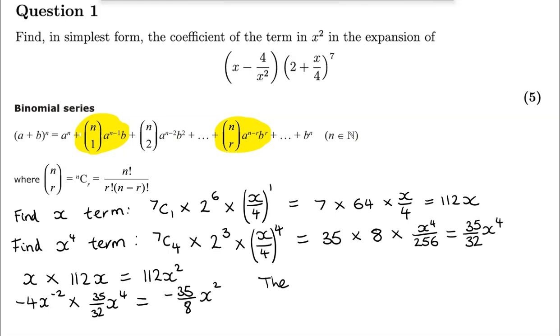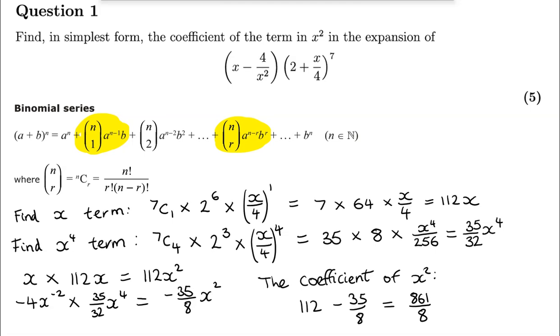So if we were to expand the whole thing out, we get all these terms, but the only ones I'm really interested in are the x squared terms. So I get 112x squared, and I get minus 35 over 8x squared. So then I would just add the 112 and the minus 35 over 8 together. And we're just going to leave this as a fraction here. And that's going to be 861 over 8. Remember, we are only asked for the coefficient. So don't put that x squared on there.